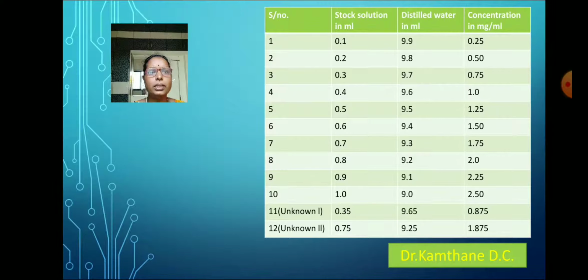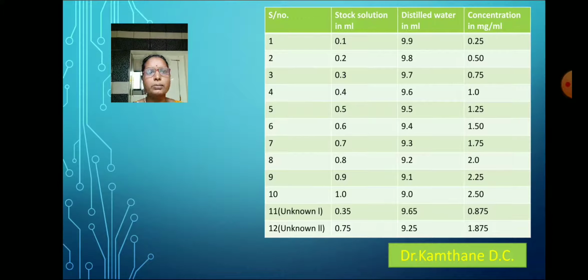Third, 0.3 ml of the stock solution. To this 9.7 ml distilled water is added, and this gives 0.75 milligram per ml of the dilution. Likewise, we have to prepare the 10th dilution as 1.0 ml stock solution added to 9 ml of distilled water, and this gives 2.50 milligram per ml of the dilution.